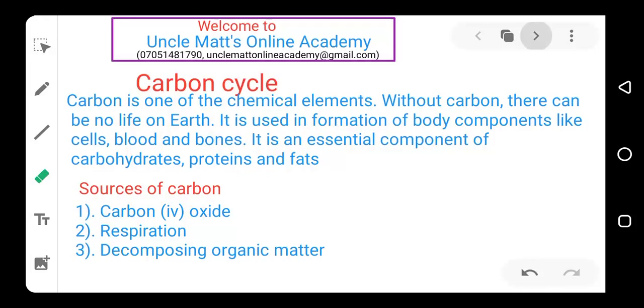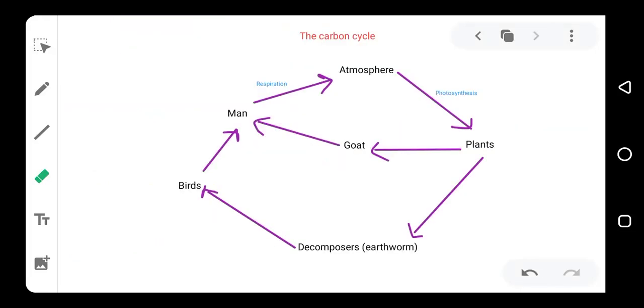Now let's see the carbon cycle. This is the carbon cycle. A nutrient cycle is a form of cycle for a nutrient source that has a cyclic or circular path. Just like this carbon cycle, you can see that it has a path that is like a circle, and that is why we call it carbon cycle, because it is carbon that is involved in this cycle.